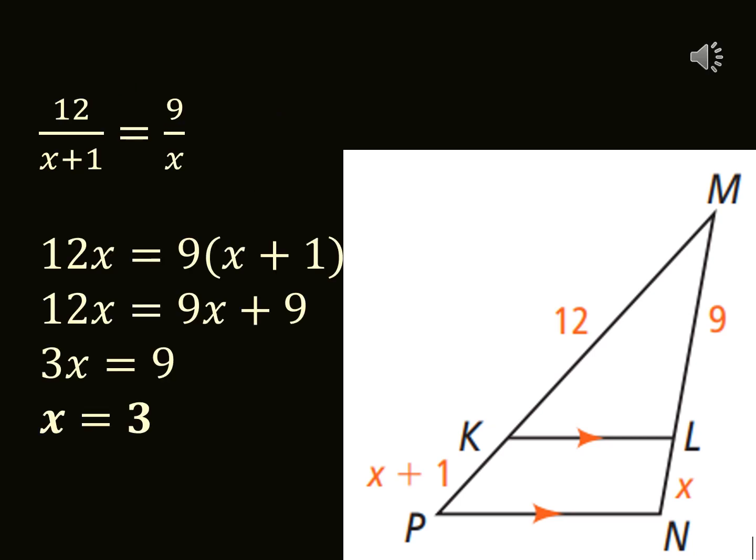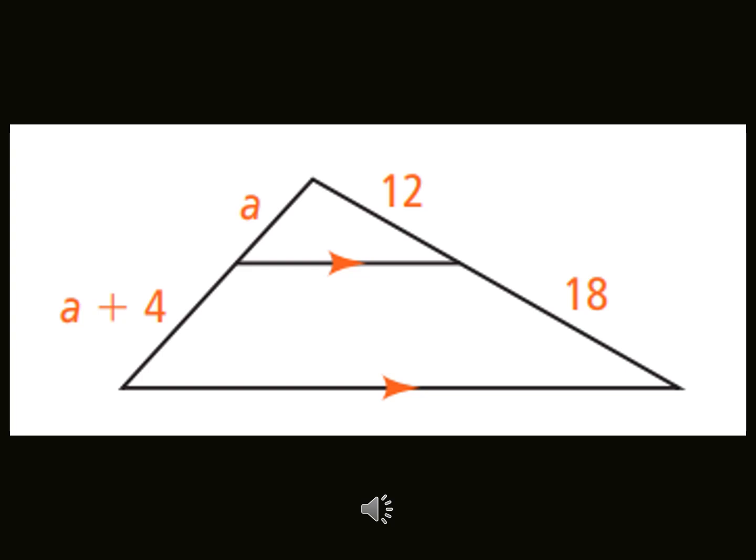And here's the work of doing that. You can see we've got 12x equals 9 times the quantity x plus 1. I distribute out the right side. 12x equals 9x plus 9. Get all my x's on one side, so 3x equals 9. And when we divide, x has to equal 3. Again, I just set up the fractions from the left side and the right side, cross multiply, and I got the answer. So here's a very similar problem.